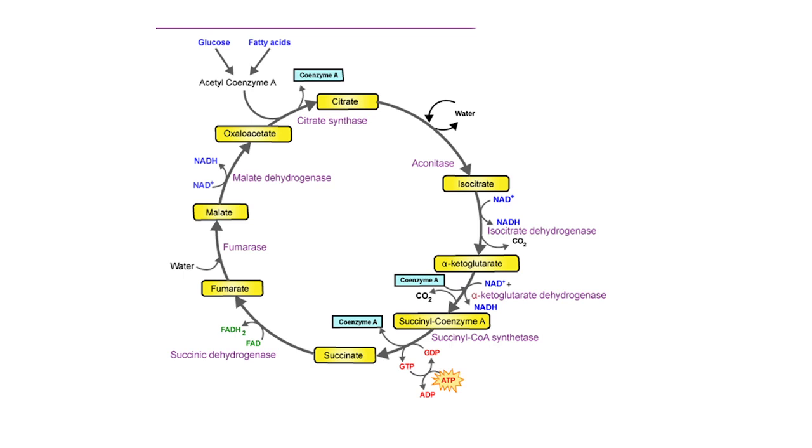Glucose plus fatty acid will form acetyl coenzyme A. Then this will combine with oxaloacetate to form citrate, then isocitrate. Isocitrate gets converted to alpha ketoglutarate, alpha ketoglutarate to succinyl coenzyme A, then succinyl coenzyme A to succinate, succinate to fumarate, fumarate to malate, and again malate to oxaloacetate.